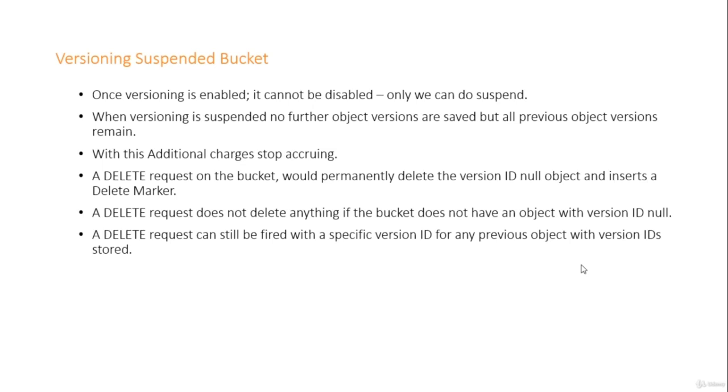For each new object addition, an object with version ID null is added, and for each object addition with the same key name, the object with version ID null is overwritten. An object retrieval request will always return the current version of the object. And here are some points that we need to remember. A delete request on the bucket would permanently delete the version ID null object and insert a delete marker. A delete request does not delete anything if the bucket does not have an object with version ID null. And at last, a delete request can still be fired with a specific version ID for any previous object with a version ID stored. So this is the explanation of versioning and MFA delete, and see you in the next lecture.